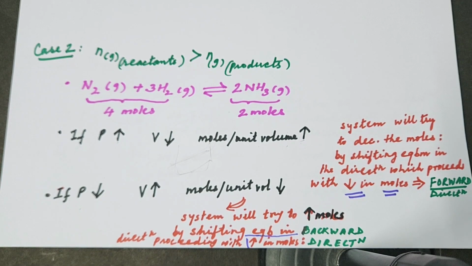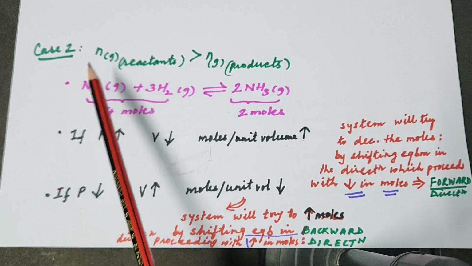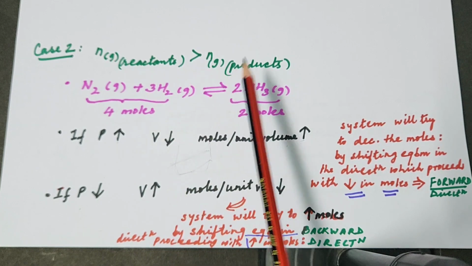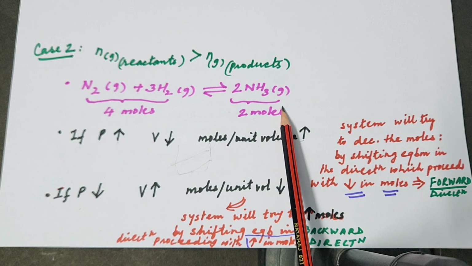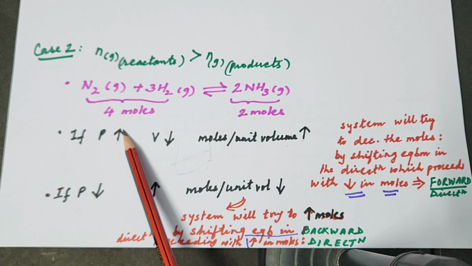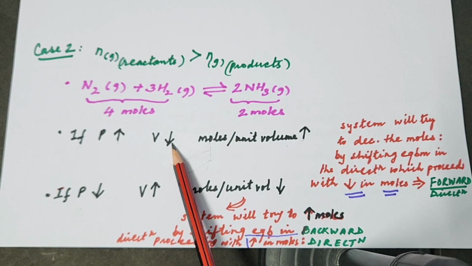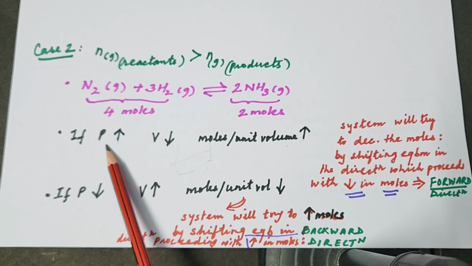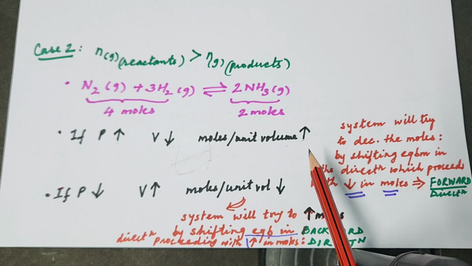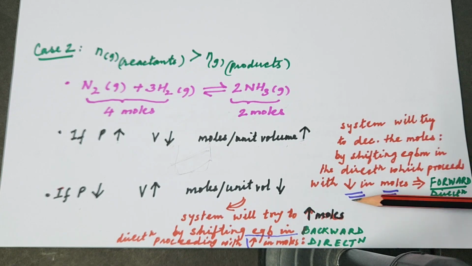The other type of reactions are where the number of moles of gaseous reactants is greater than the number of moles of gaseous products. This is an example we have. So, reactants 4 moles, products 2 moles. If we increase the pressure, the volume will decrease. Pressure increases, the same thing happens to the moles. Pressure increases, moles increase, and the system will try to undo the change. Undo is the keyword. We'll try to undo the change by decreasing the moles.